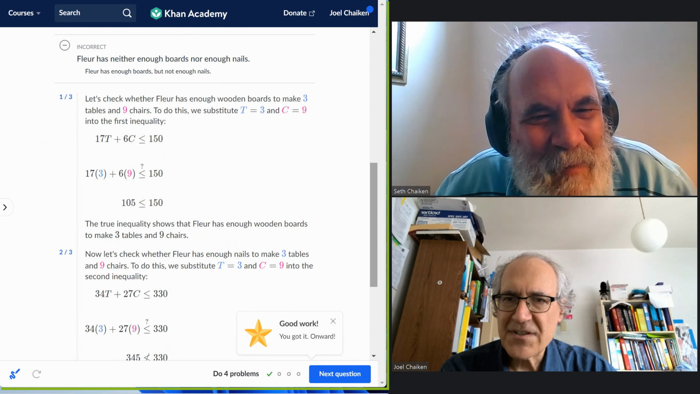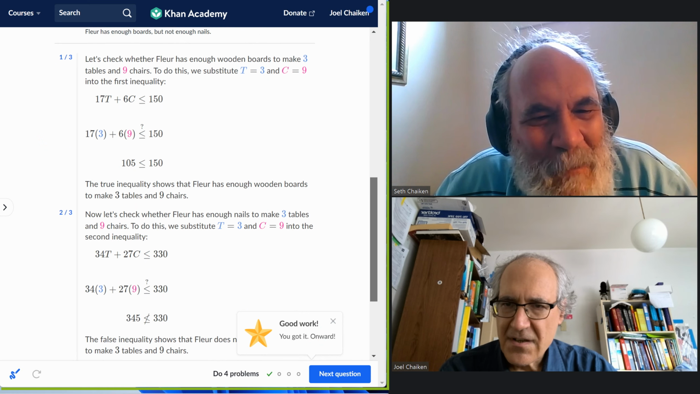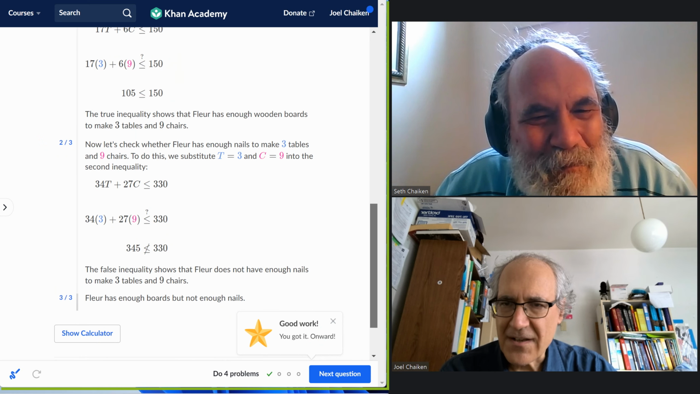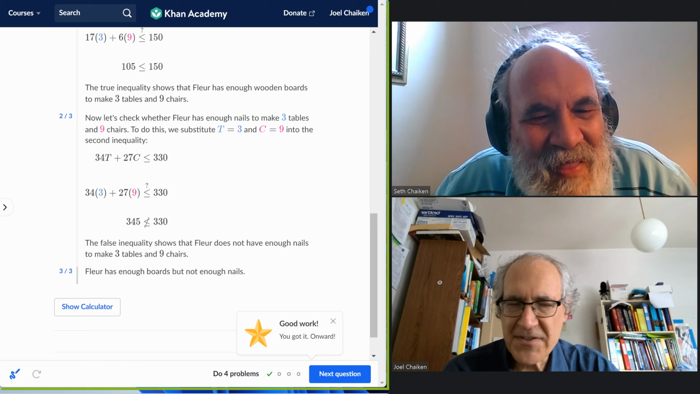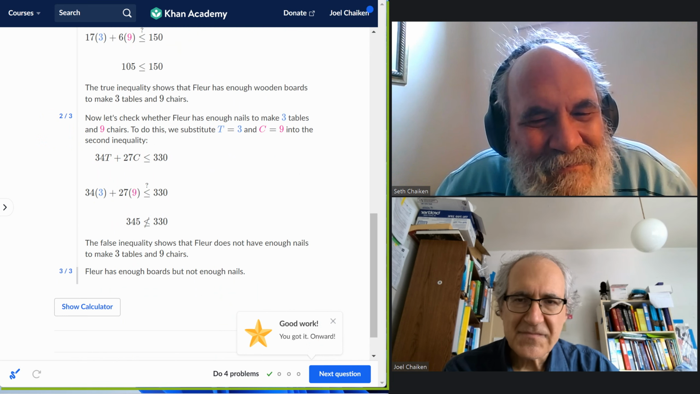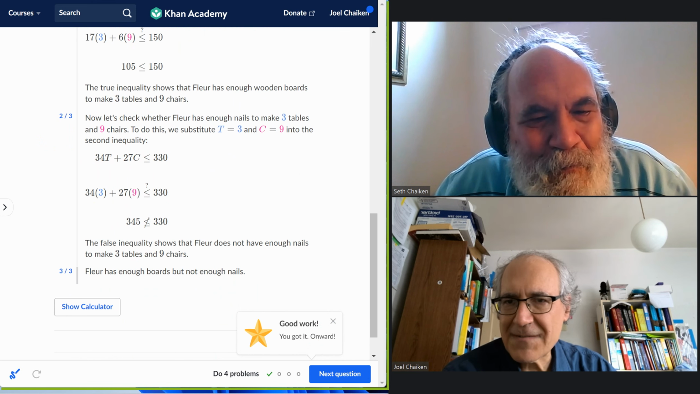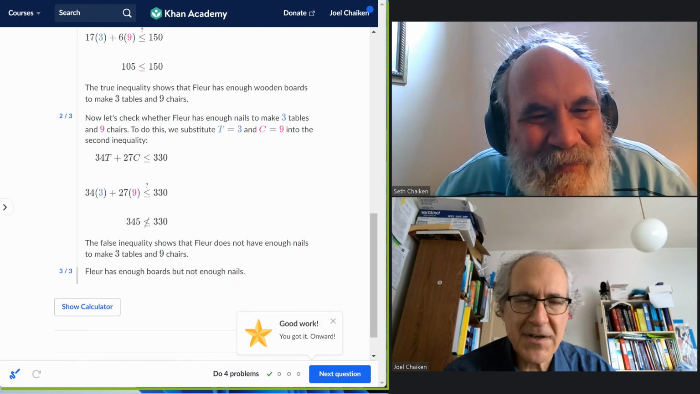Let's check whether the floor has enough wooden boards. So they're doing the wooden board side. That works. Now let's check if they have enough nails. So they check the nail side. It doesn't work. So then it's B. It's very similar to what we did. There doesn't seem to be too many different approaches to doing this one.